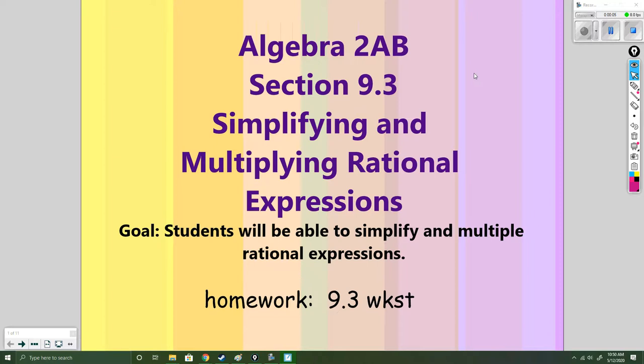Today in Chapter 9 where we talk about rational functions, we're going to go over Section 9.3, simplifying and multiplying rational expressions. Alright, so let's get into it.